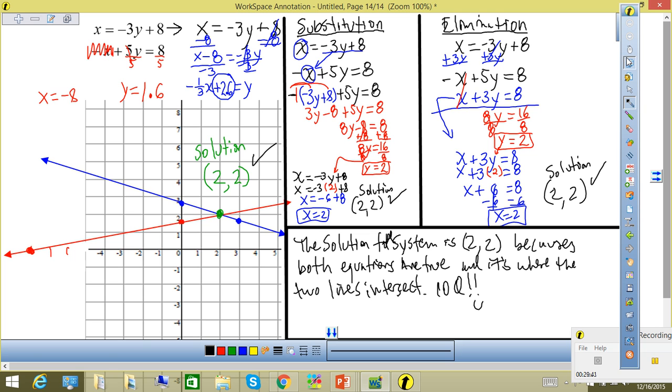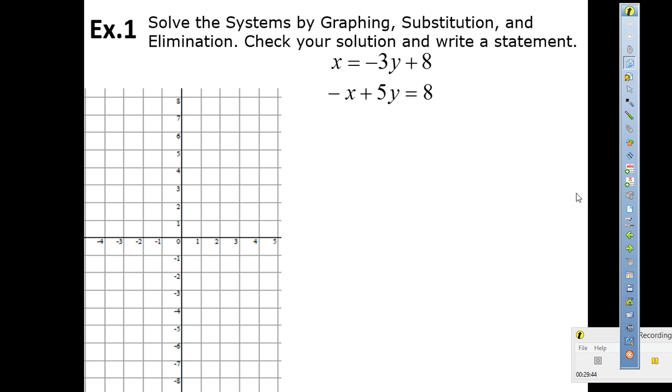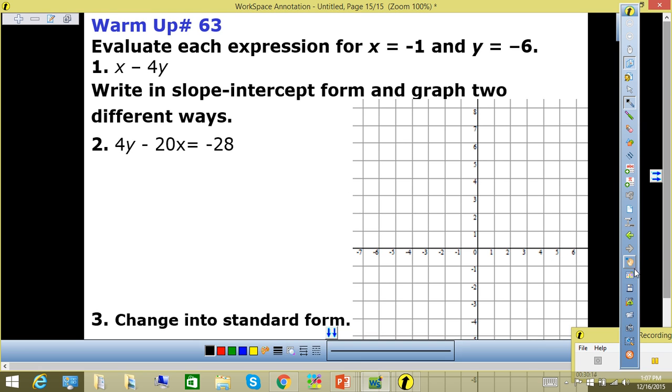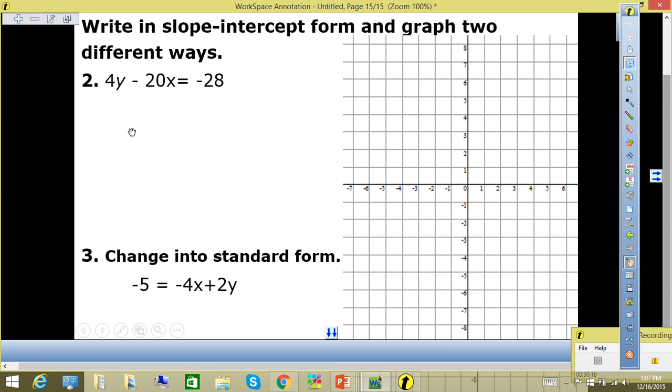Because if you notice, flip the paper over really quick. Who notices that in the back there's 3 graphs or 3 coordinate planes? Well, guess what that is for? I'm going to give you one equation, and I'm going to ask you to graph it how many different ways? 3 ways. So let's do the warm-up in the back. Copy this one, example number 2 from the warm-up. Get that graph paper in front of you. Right at the top, number 2: 4y minus 20x equals negative 28.